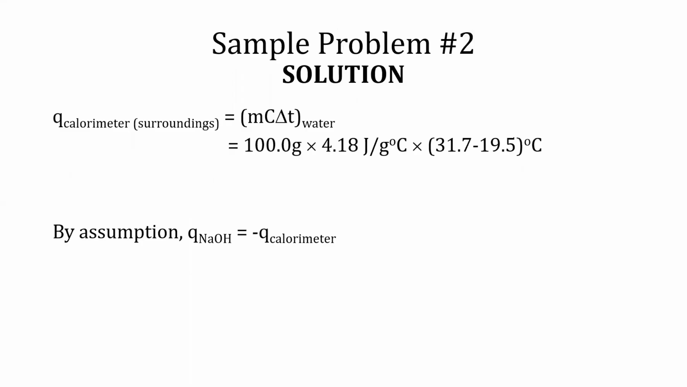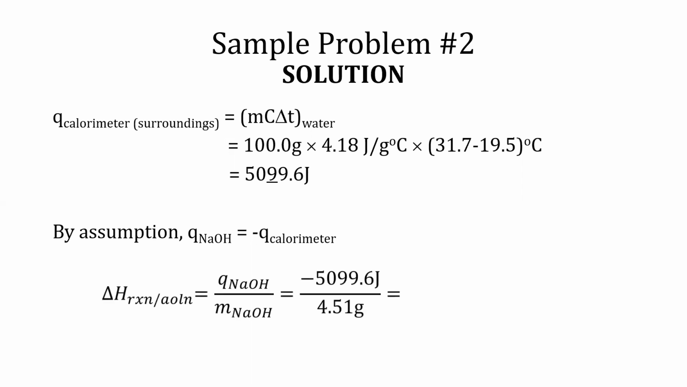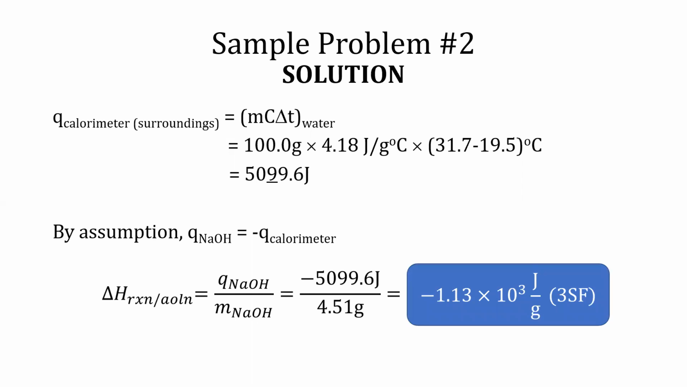Q calorimeter, after plugging in the mass, specific heat, and delta T of water, is 5099.6 J. By assumption, Q NaOH equals negative Q calorimeter, and thus delta H equals Q NaOH divided by mass of NaOH, which equals, after plugging in the values, negative 1.13 times 10 to the 3 J per g. It is expressed to 3 SF.